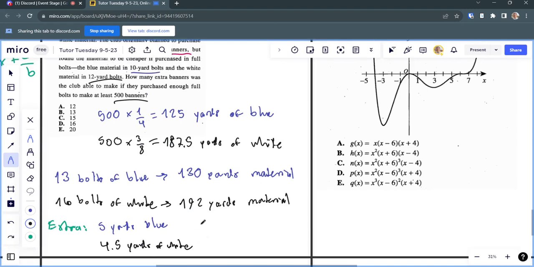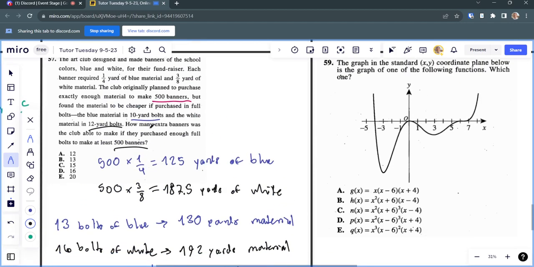So the amount of extra banners that they could make is just the 4.5 yards that they have divided by the 3/8 yard that it takes to make one banner. That would equal 4.5 divided by 3/8. It should be 12 extra. 12 extra banners. That would make our answer choice A.